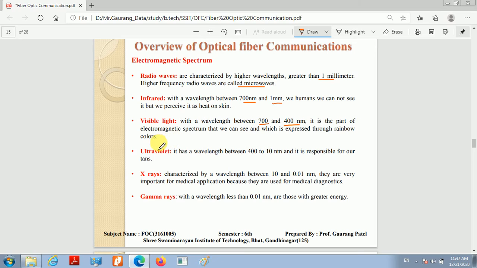The fourth type of electromagnetic waves are ultraviolet rays, and the wavelength range of ultraviolet waves is 400 nanometer to 10 nanometer, and it is responsible for our tans.